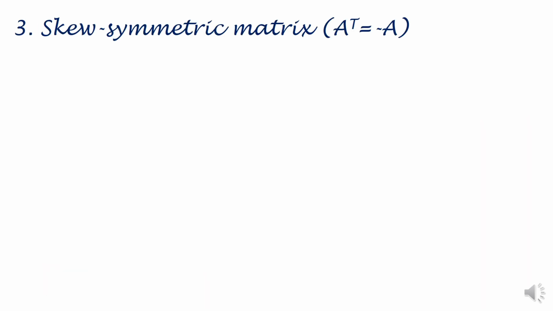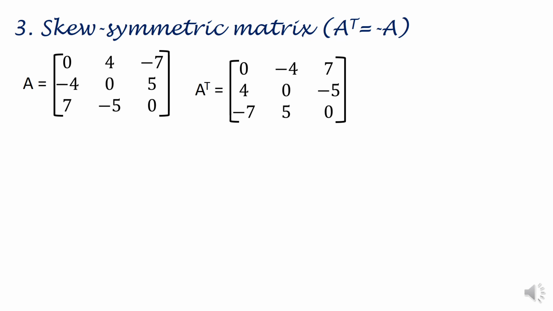Let us see what is a skew symmetric matrix. For example, A is a given matrix. Find the transpose of A, that is AT. AT comes out to be so. By interchanging the rows and columns, we find the transpose of A.